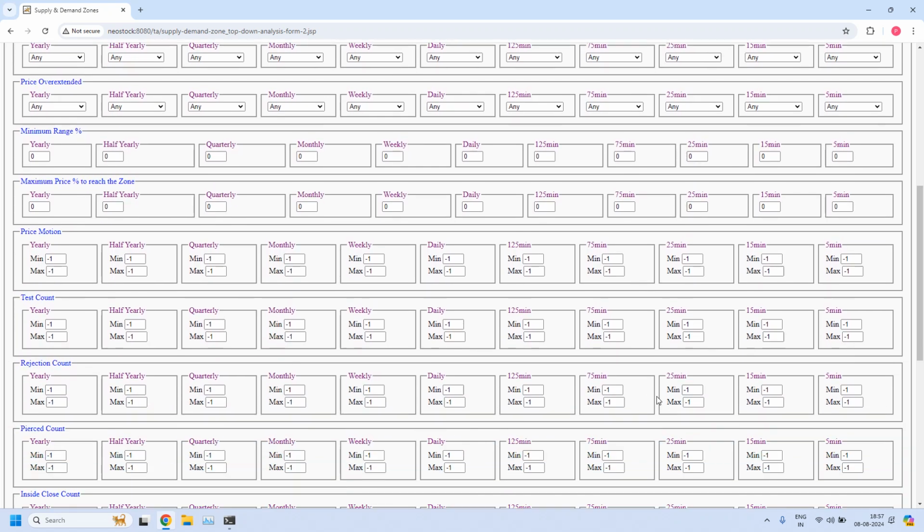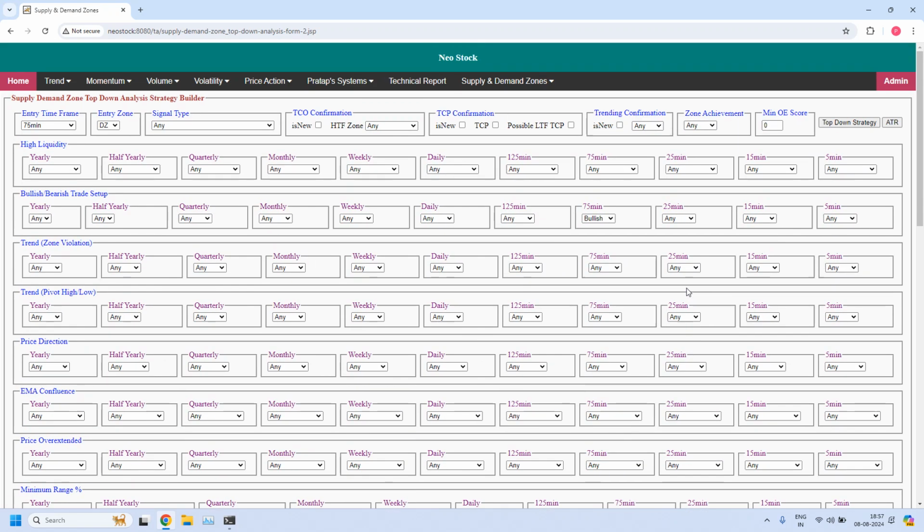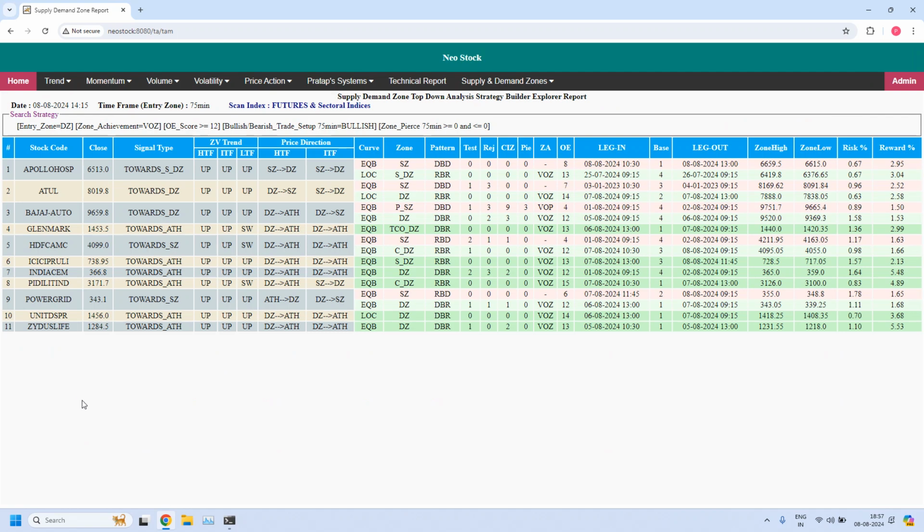So that's why I want to set for 75 minutes time frame, minimum value 0, maximum value 0, and zone achievement is violated opposing zone, minimum odd enhancer score should be 12. Now all the three parameters are applied to 75 minutes demand zone. Now let us filter the list. Now 11 stocks are filtered. These 11 stocks are currently supporting bullish trade setup for a weekly income trade.